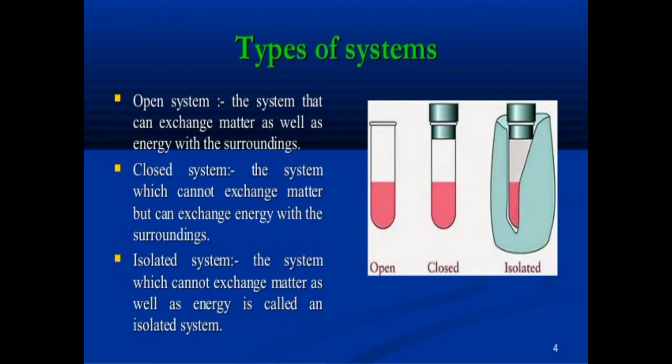Then we'll see what are the types of system. There are different types of system: open system, closed system, and isolated system. Open system: the system that can exchange both matter as well as energy with the surroundings.